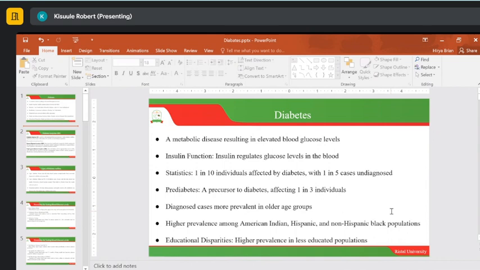Okay, yes, and we are saying there is a function of insulin, whereby the insulin regulates glucose levels in blood. And statistics show that 1 in 10 individuals is affected by diabetes, with 1 in 5 cases being undiagnosed. And when we talk of undiagnosed, these people are in the dark. They do not know whether they have diabetes or really they do not have it. And we have pre-diabetes, and we are saying this is a precursor to diabetes. Precursor means that it is a first step before you get into diabetes, I should say.